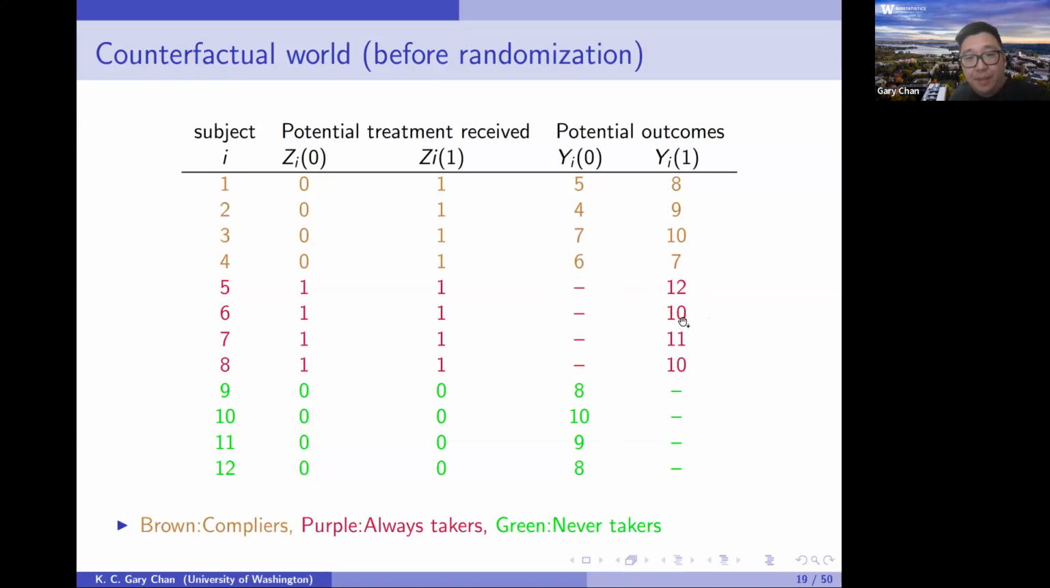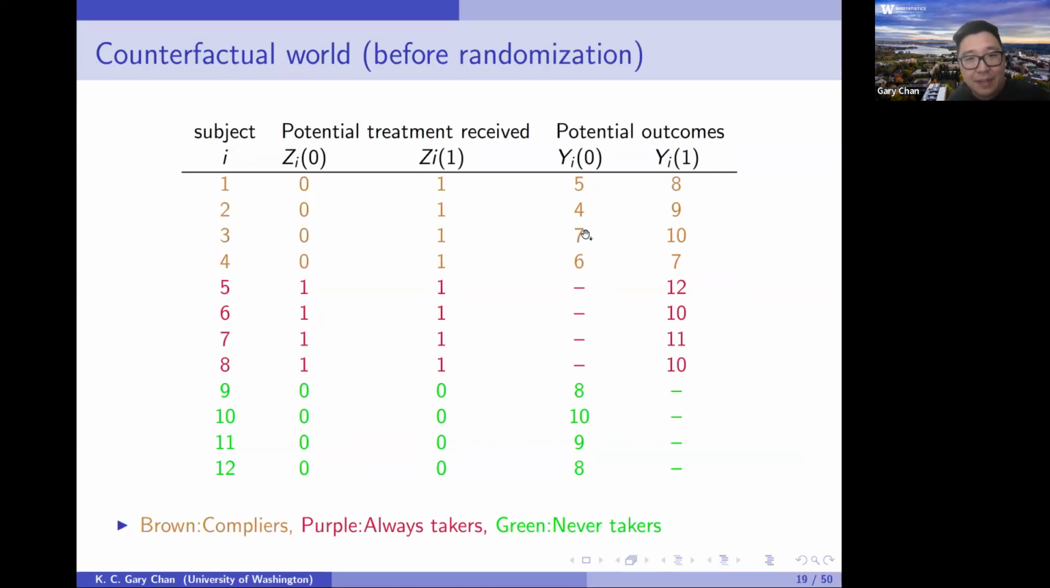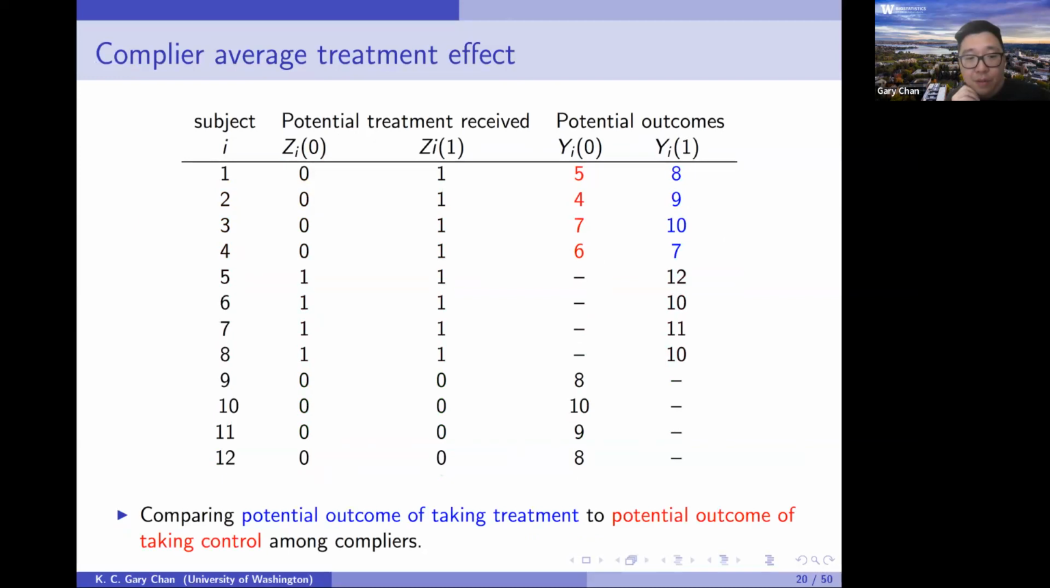So that's the reason why we look at complier average treatment effects, even though it is a subgroup. It is defined only at the subgroup, but this is the subgroup where you have the chance of observing either Y0 or Y1. So you can make comparisons only within this subgroup. This makes one point on why we look at the complier average treatment effect. Only within the compliant group can you compare the potential outcome of taking treatment and taking control.